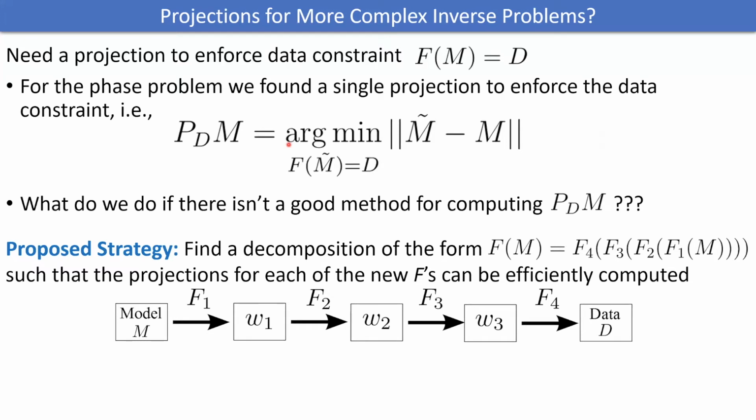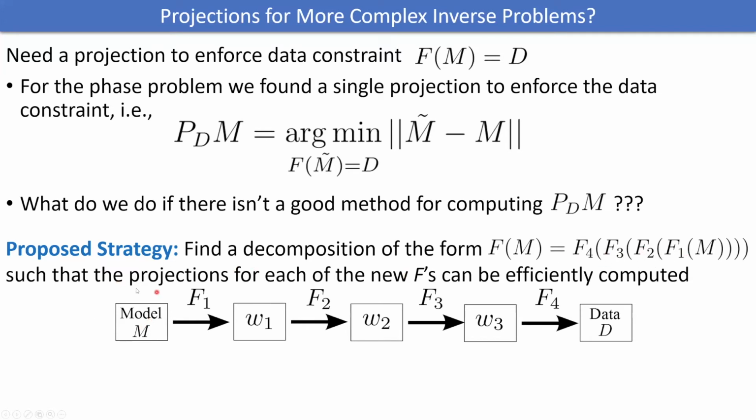this projection directly on F, maybe you can instead find a decomposition of the forward mapping relating the model to the data, where you express F as a nested series of functions. So as f4 of f3 of f2 of f1 of m. And then you can, of course, add more f's if you want. And you perform this decomposition in such a way that you try to have efficient methods to compute the projections for each of these f's.